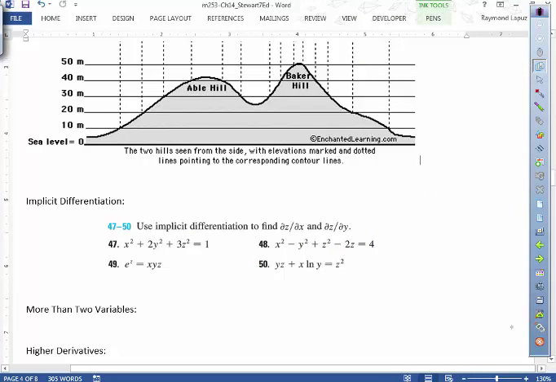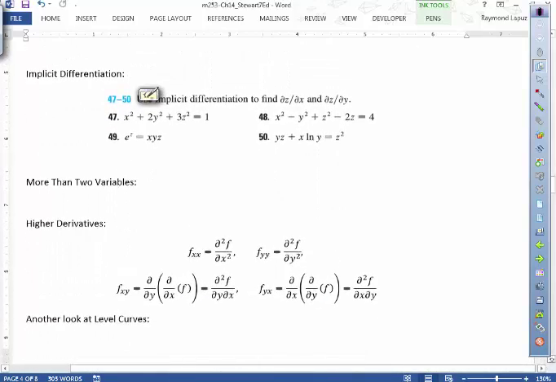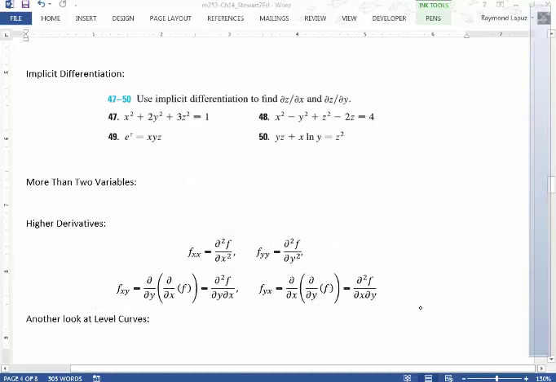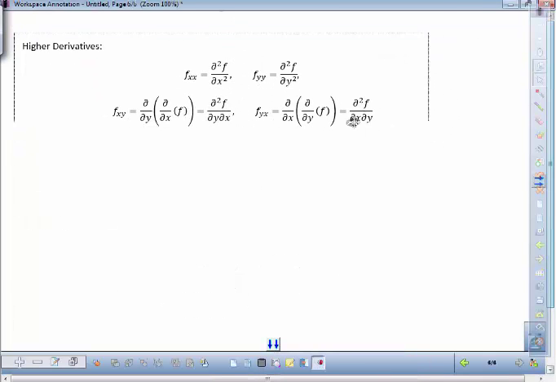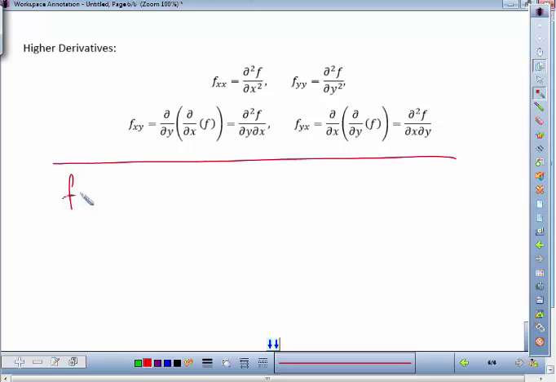Okay, so we got implicit differentiation, functions of more than two variables. You know how that goes. Let's go to the next one. Higher derivatives. Oh, yeah, this one's interesting. It's mainly interesting because of the notation, the Leibniz notation, they call it. So it turns out that when we have a function of two variables, this has two partial derivatives.